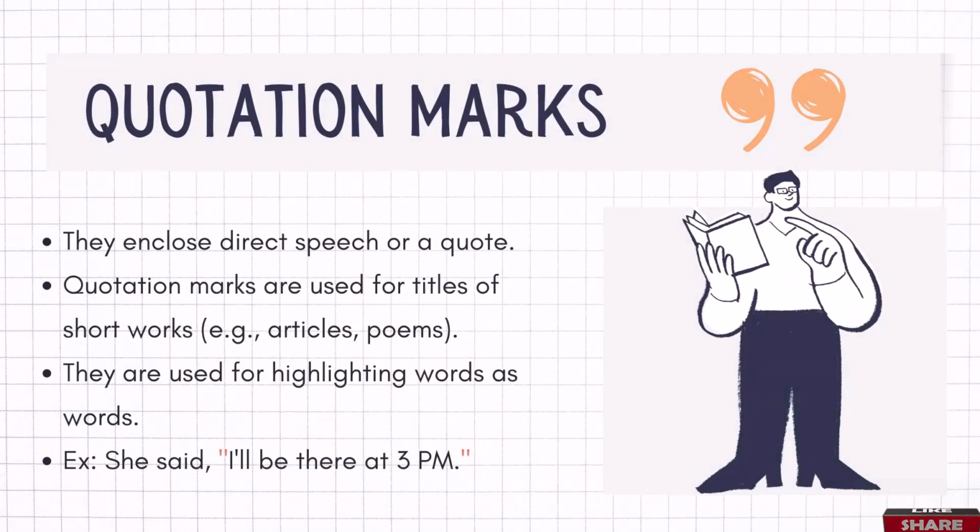Quotation marks. They enclose direct speech or a quote. Quotation marks are used for titles of short works, for example, articles, poems. They are used for highlighting words as words. Example: She said, "I will be there at 3 p.m."